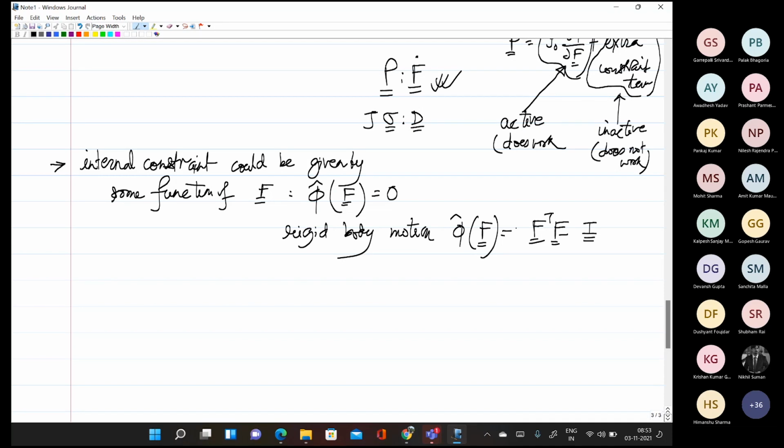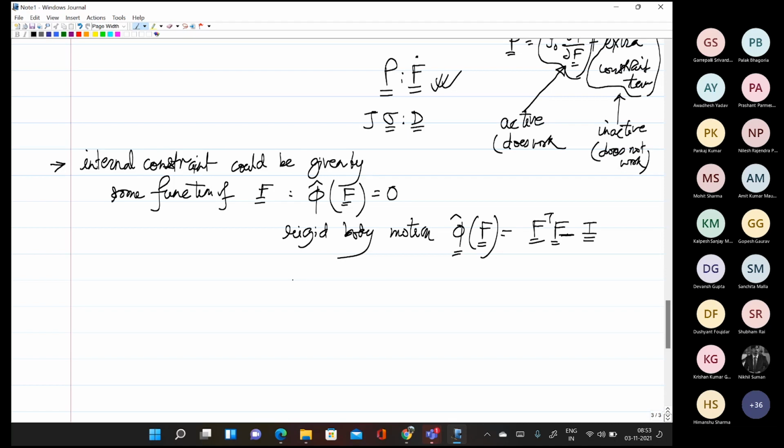So this function phi hat could be a scalar, it could also be a tensor. In this case, it's a tensor. So F transpose F is equal to identity. Isn't this what is going to happen when you have rigid body motion? That means C being equal to identity. This implies there is no strain developing in the body, right? So that's the constraint for rigid body motion.